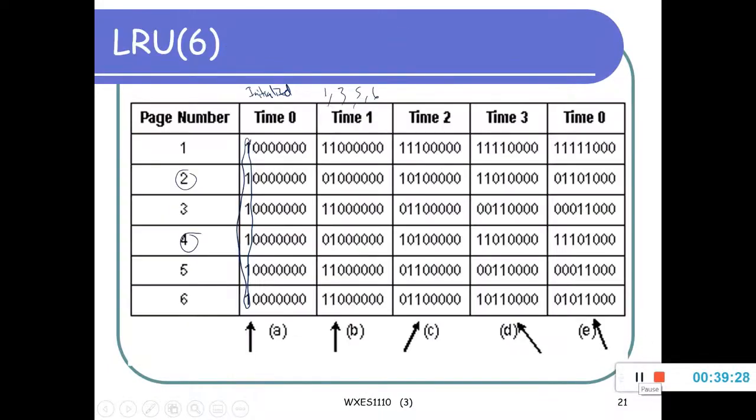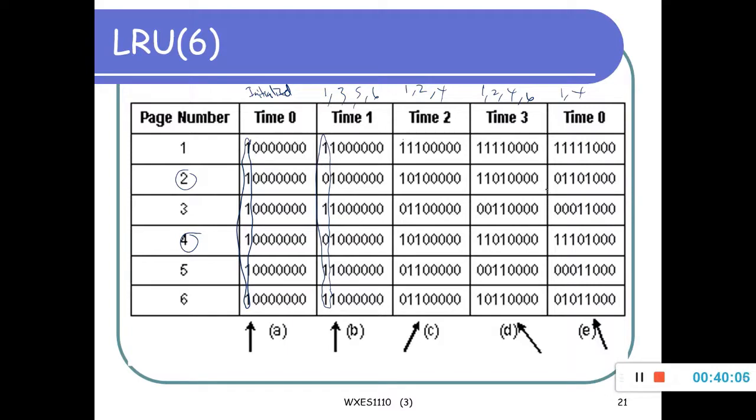So this one, 1, 3, 5, 6, and this one, 1, 2 and 4 are referenced. So 1, 2, and 4. So you see the leftmost bit. And next time all of this will shift to the right. This is 1, 2, 4, and this is 1, 2, 4, and 6, and this one is 1 and 4.